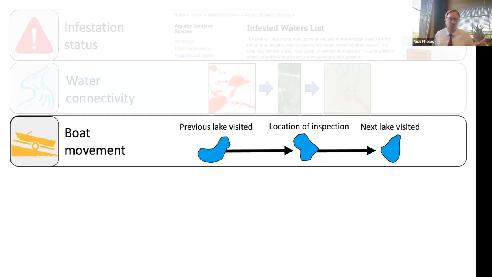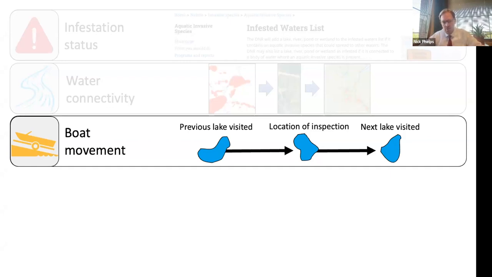Now, those two data points on either end of where they are at the time, combined with everybody else's inspections, creates a huge, complex network of connectivity. Through a series of statistical models, we were able to fill in gaps, accounting for lakes that did not receive inspection effort, and accounting for bias in inspection effort across the landscape. So lakes that get a lot of inspections versus lakes that get very few.